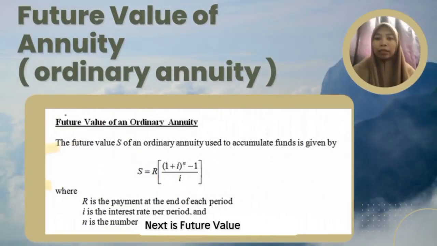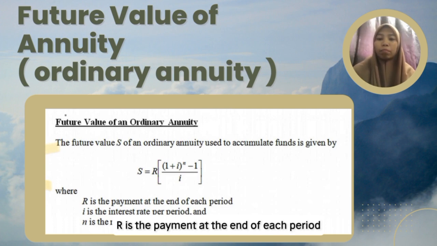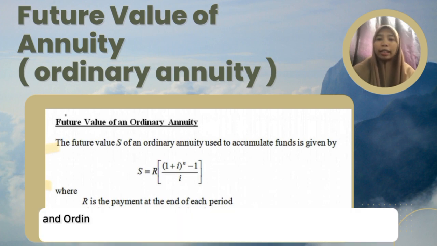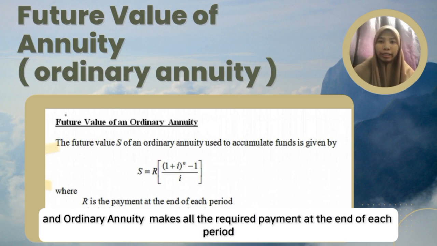The next is the future value of an ordinary annuity. The future value S of an ordinary annuity used to accumulate funds is given by the formula on the slide. S is equal to R times the bracket. R is the payment at the end of each period, i is the interest rate per period, and n is the number of periods. An ordinary annuity makes all required payments at the end of each period.